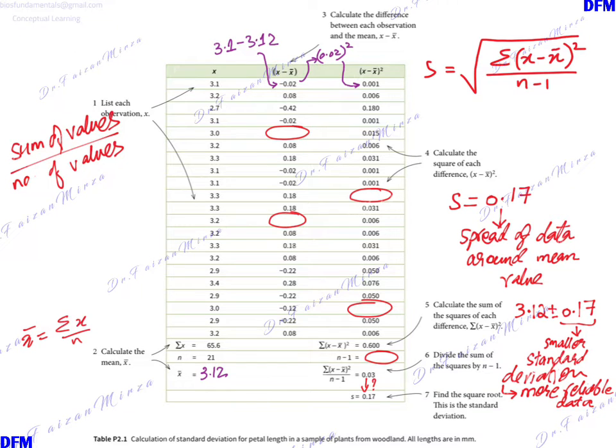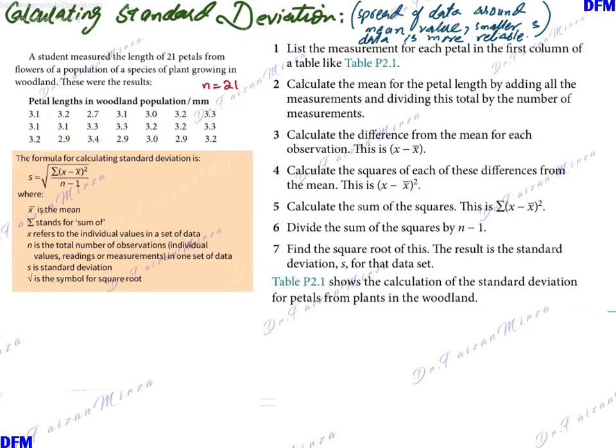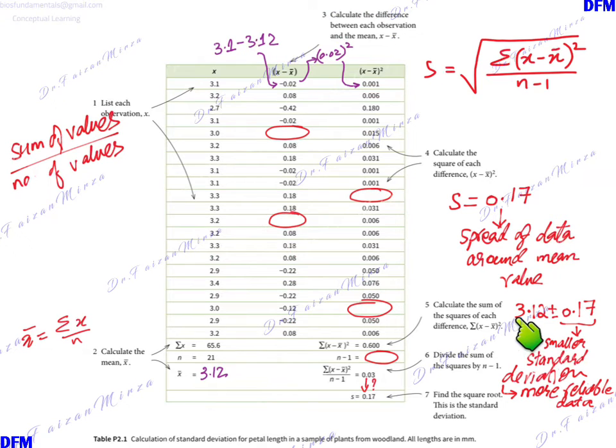So how do we write the standard deviation? We often write the standard deviation with plus minus the mean. So if the mean was 3.12, then we write 3.12 plus minus 0.17. As I mentioned to you, the standard deviation tells us the spread of data around the mean value. So this is the mean value, and the data is spread 0.17 above or below this mean value.